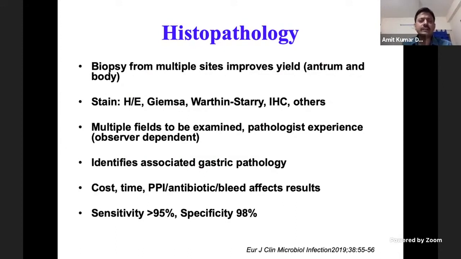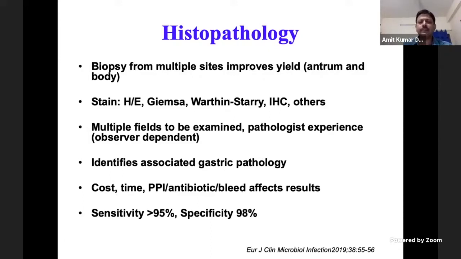The next important invasive test is histopathology. And as for the rapid urease test, even for histopathology, biopsy from multiple sites is recommended to improve the yield. The bacteria can be detected on the routine H&E staining, but there are also special stains like Giemsa, Warthin-Starry, or immunohistochemistry. The important thing to remember in pathology is that you have to examine multiple fields before you say the infection is not there. For example, our pathologist tells us that they look at 100 fields before they say there is no infection. So it depends on the pathologist's experience and the time they spend on the test.